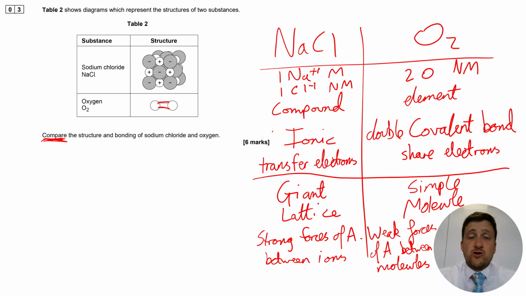We've talked about the structure being giant lattice or a simple molecule. We talked about the bonding, it's ionic and transfers electrons, or it's a double covalent bond that shares electrons. That is what they're looking for, a bit of both.